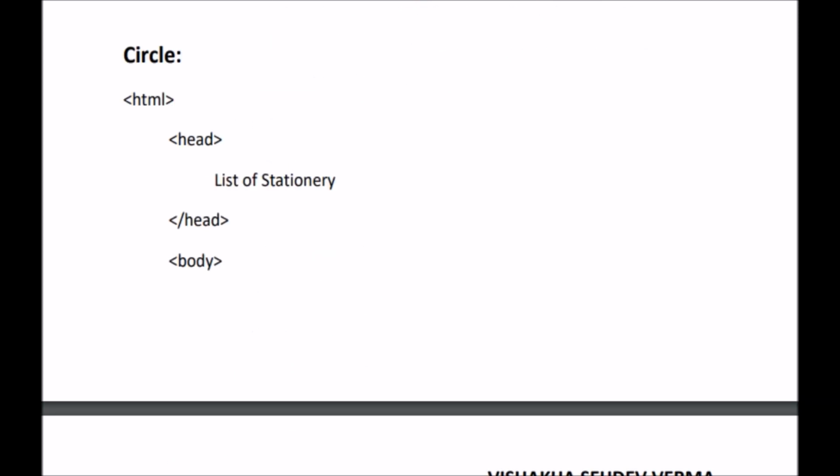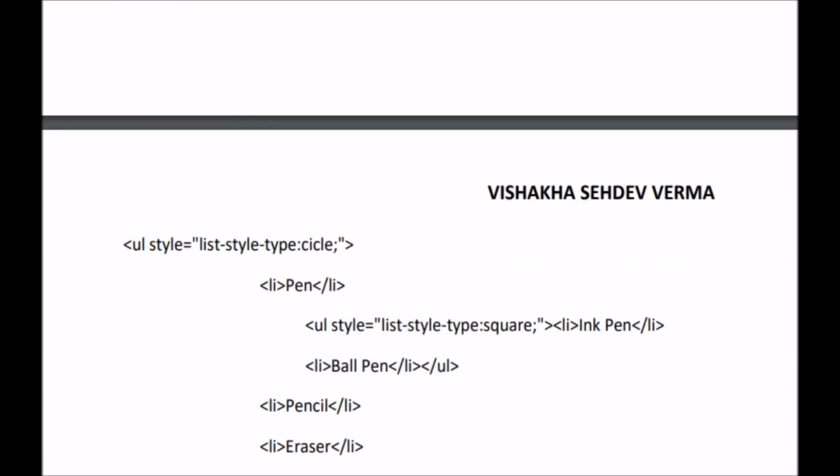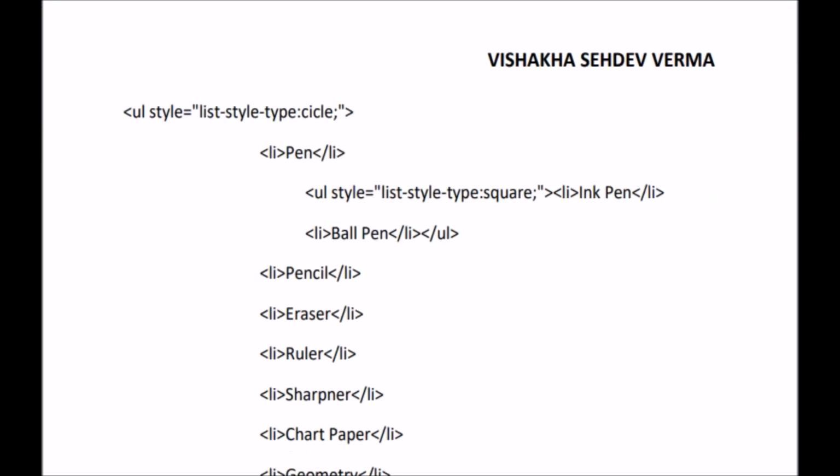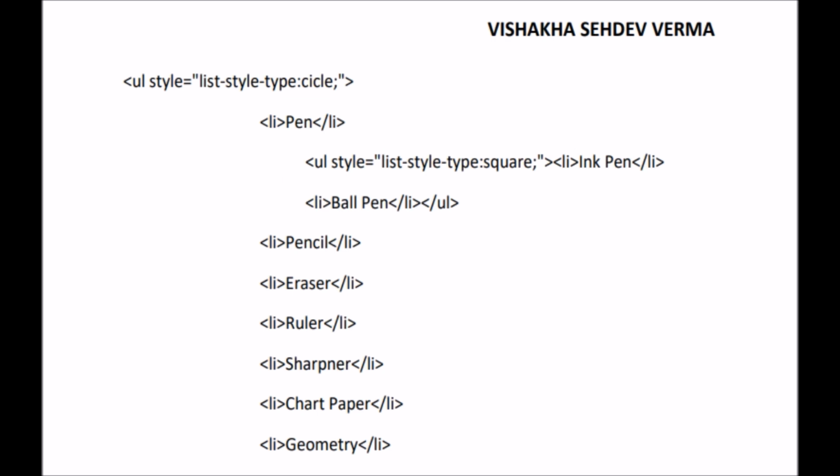The second is circle. Again it is the same. HTML tag will be open, head will be open. In the head I have placed it is list of stationery, head is closed, body tag is open. In the body tag the UL style, it means the unordered list style, is circle. The list items are pen, pencil, eraser, ruler, sharpener, chart paper and many more. In the pen, I have created another list with type as square. There are two list items in pen. First is ink pen and second is ball pen.